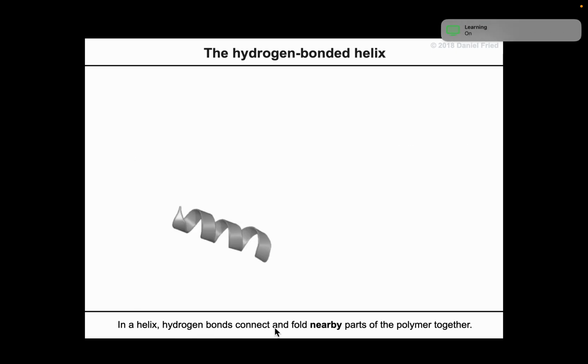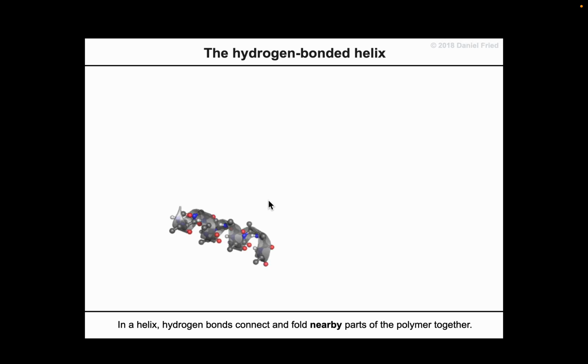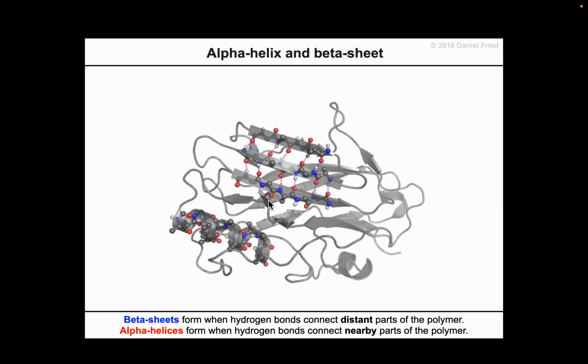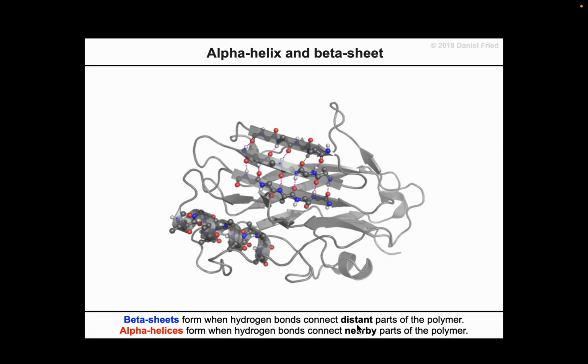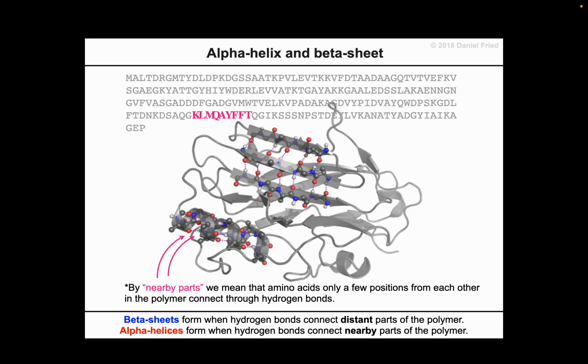And the helix contains and folds the nearby parts of the polymer together. That means the parts that are close together. You can clearly see here, the beta sheets connect distant parts of the polymer. Alpha helices contain nearby parts. So remember that in mind. By nearby parts, we mean only a few positions from each other, and the polymer connects through hydrogen bonds.